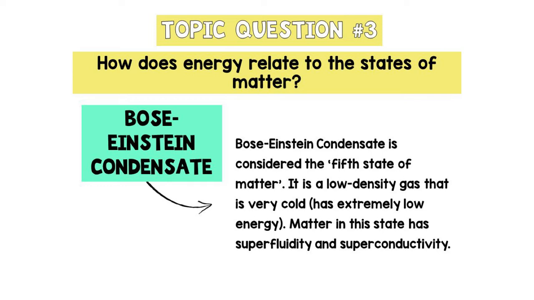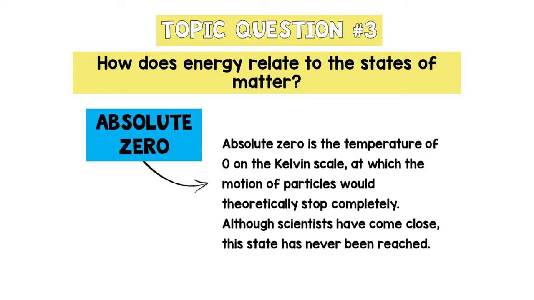Superfluidity means that there's no viscosity, and the liquid will flow without losing any kinetic energy. Superconductivity is what happens when the electrical resistance vanishes. When this happens, the material becomes a superconductor.